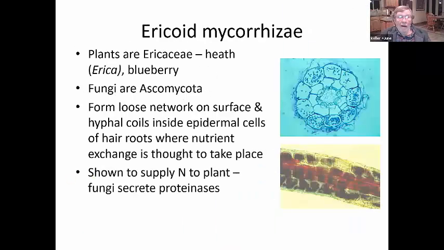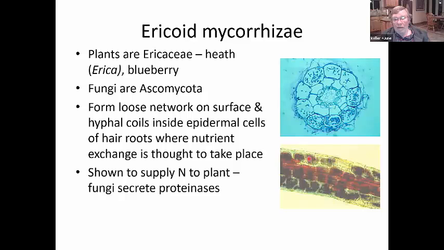And then we have a variety of different mycorrhizal types in the Ericales. First of all, the ericoid mycorrhizae, in which the plants are in the Ericaceae. This includes things like heath and blueberry. The fungi here are in the ascomycota, and they form a loose network and then form hyphal coils inside the epidermal cells of the root hairs. And that's where a nutrient exchange is thought to take place.